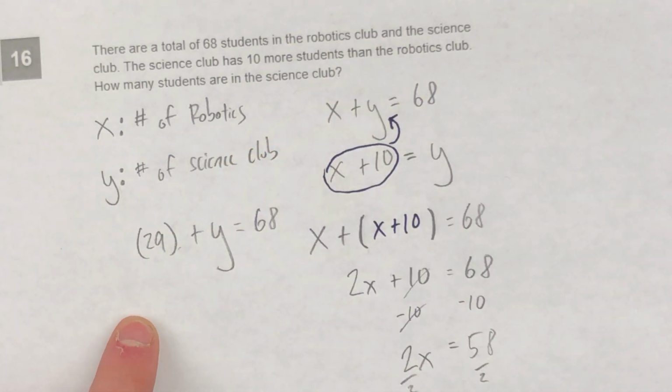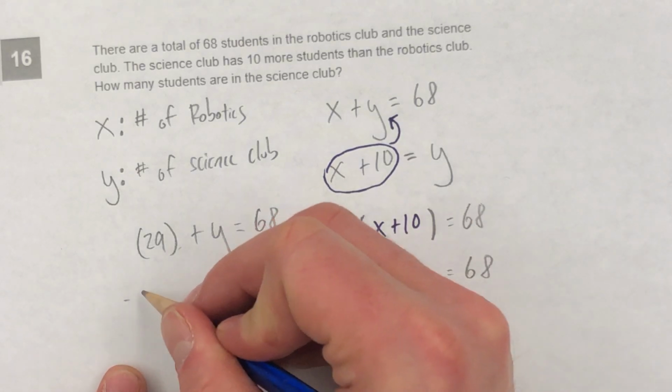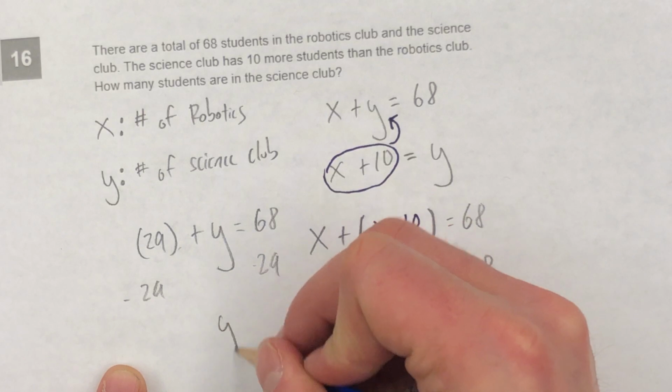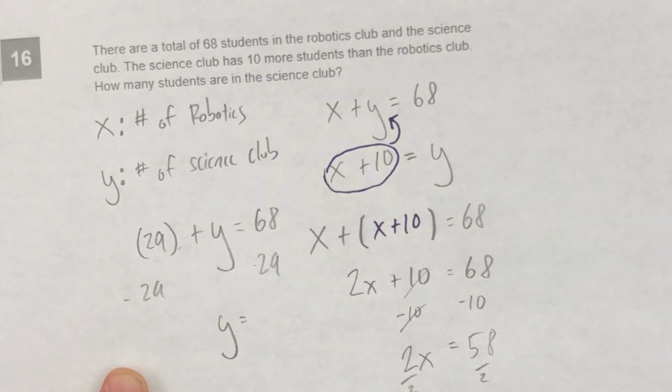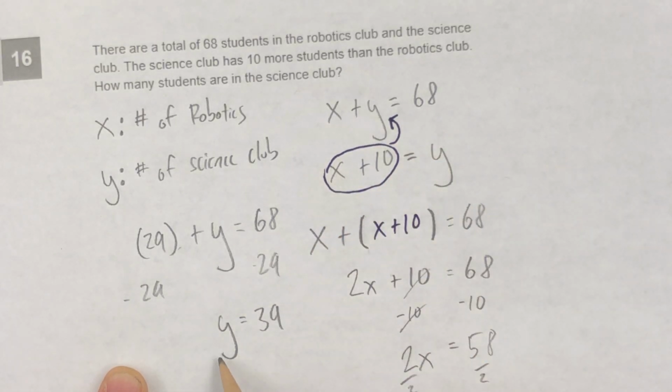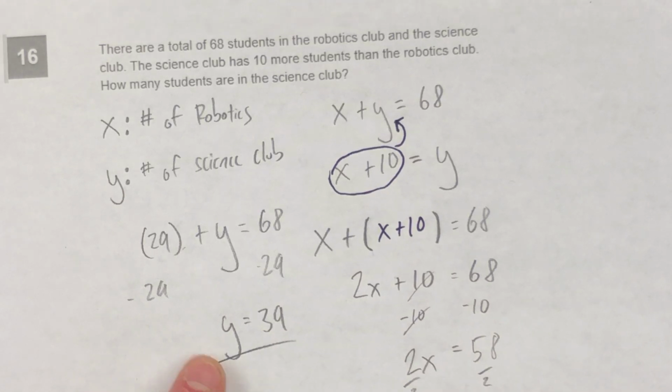Getting y by itself, I'm going to subtract 29 from both sides. Minus 29, minus 29, leaving me with y is equal to 39. Which tells me that there is a total of 39 students in the science club.